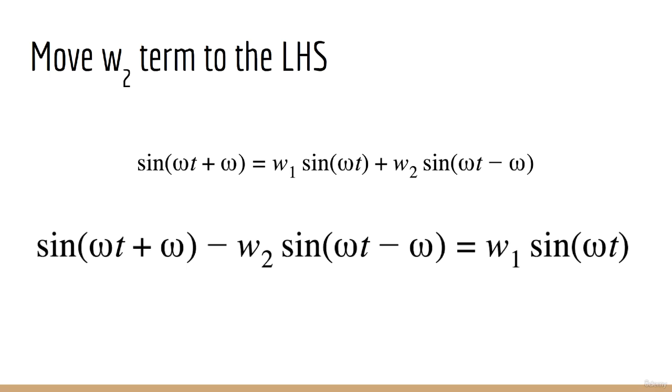First, we can manipulate our sine omega t equation by bringing the w2 term to the left-hand side. So now we have sine of omega t plus omega minus w2 times sine of omega t minus omega equals w1 times sine of omega t.